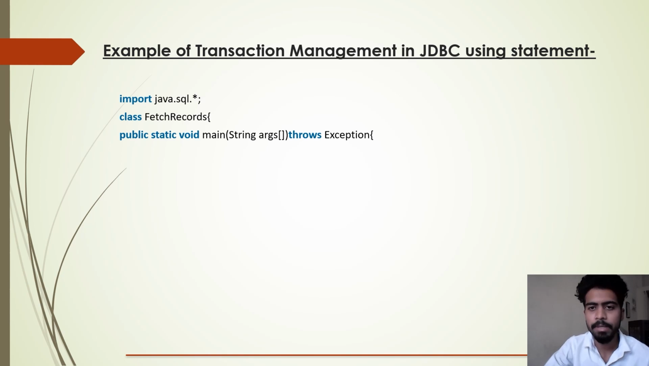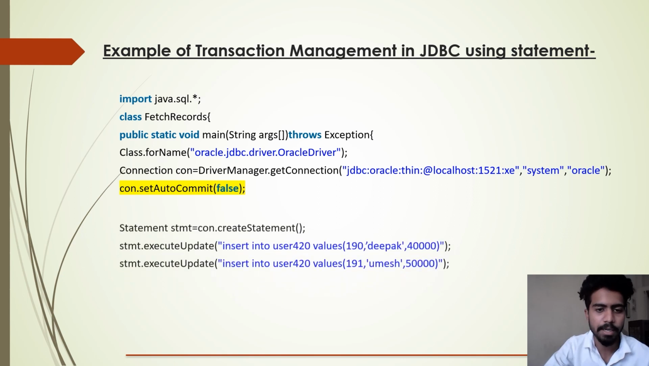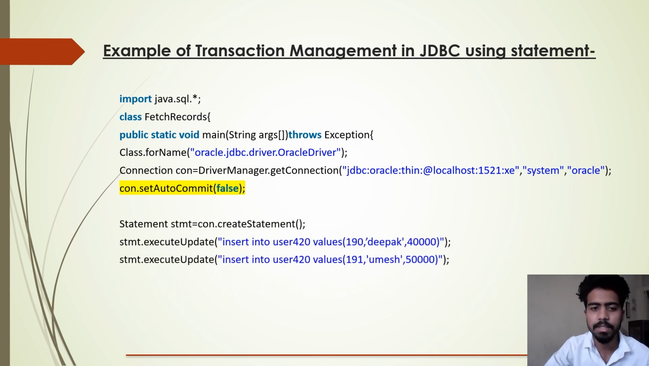Example of transaction management in JDBC. First, we make a connection with the Oracle driver, and we have set auto commit to false. It means it will not commit automatically, and we have inserted 2 rows in the database, and after that we have called the commit method to commit the transaction.